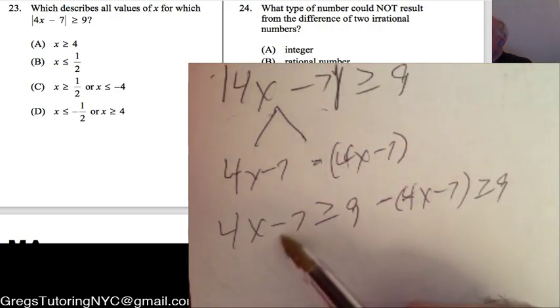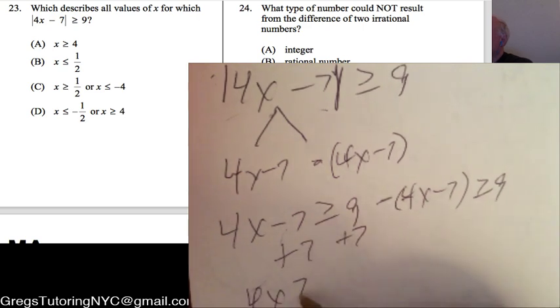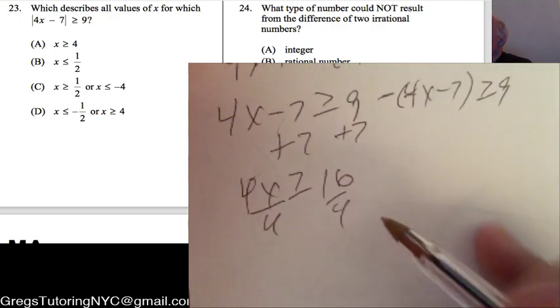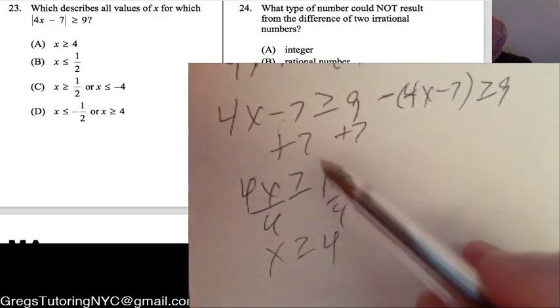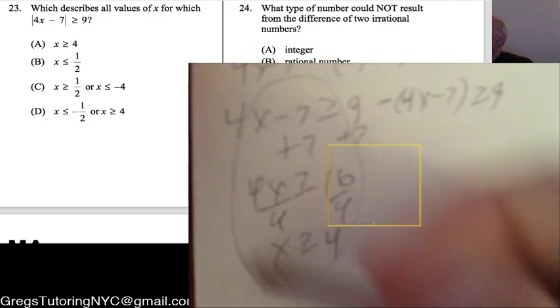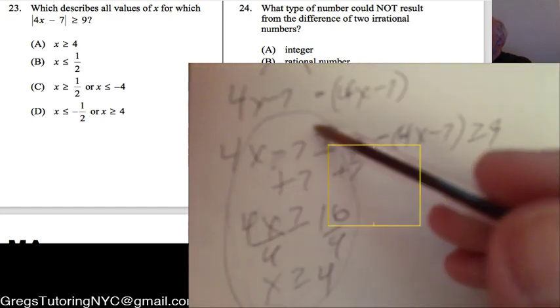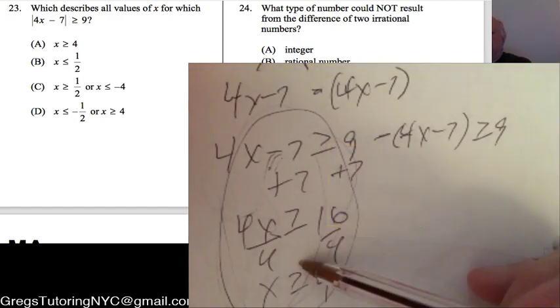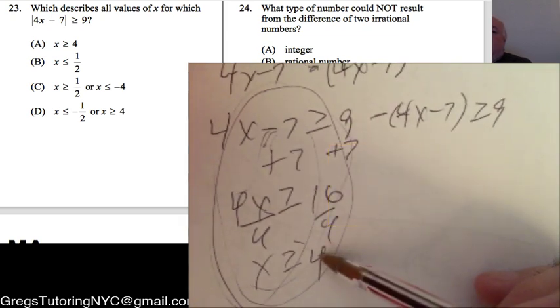So what we need to do is add 7 to both sides. So we get 4x is greater than or equal to 16. Divide by 4 on both sides and get x is greater than or equal to 4. So first of all, nothing funny happened here except for just doing that original mapping and going for it. This is pretty straightforward algebra at this level. So you know at this point the answer might be A. It probably is not B. It probably is not C. And it probably is D.